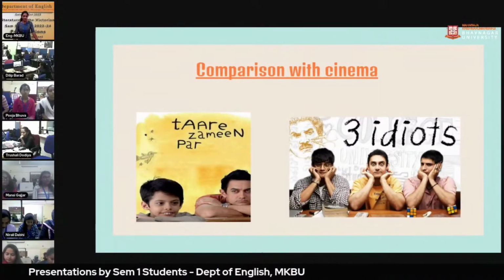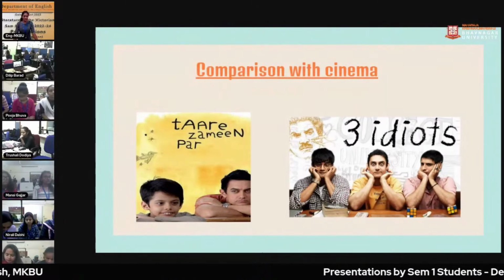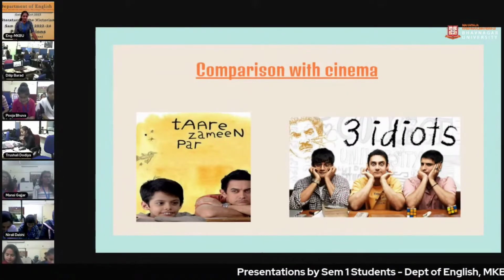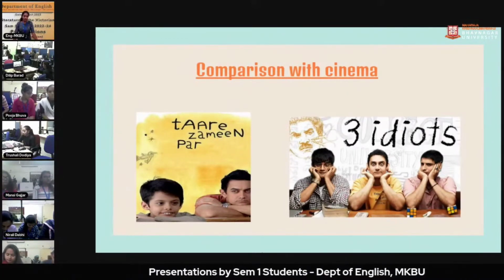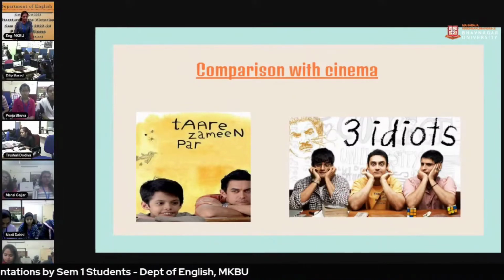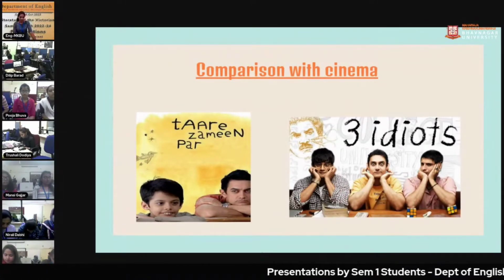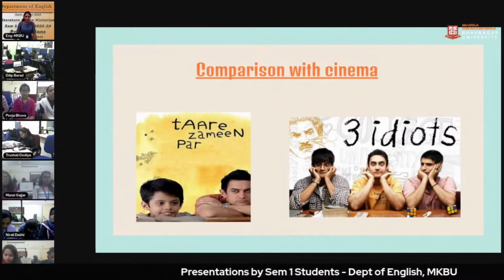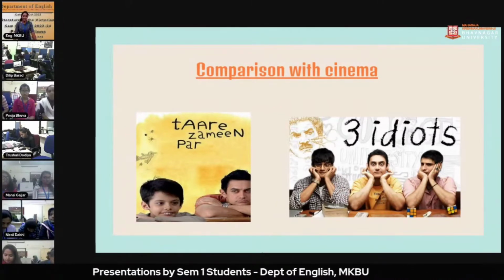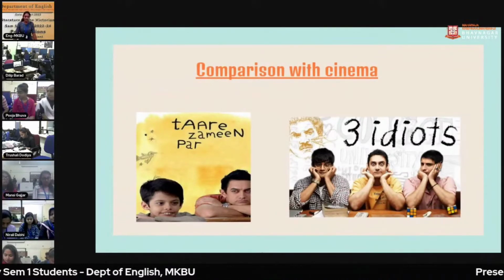A child named Ishan is not having any interest in school education, like Cecilia Jupe. Though there is a contrast between both of them, we can still consider it a representation of the novel. We can say that the idea can be adapted from the novel also. In the movie Three Idiots, we also have the same concept.